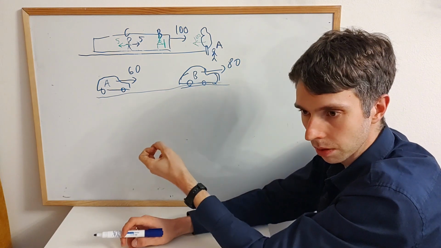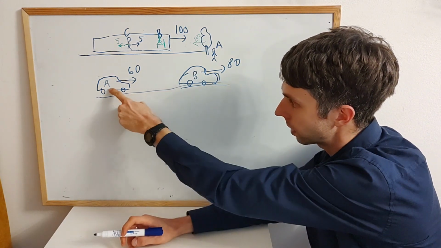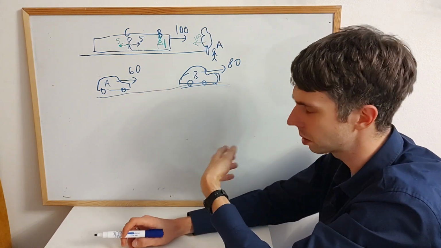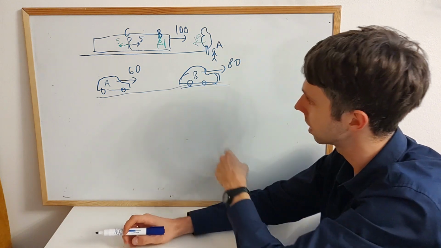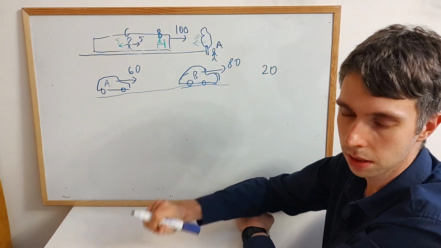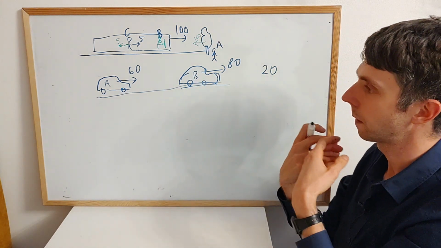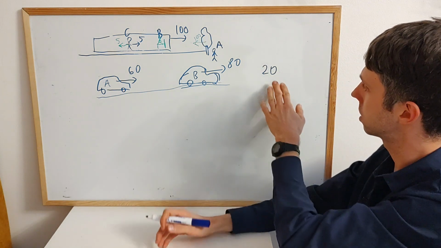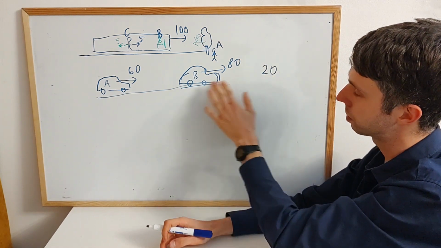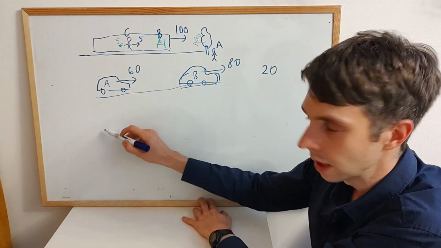So in the reference frame of A, I think you intuitively see that this speed would be 20, so 80 minus 60, okay? So B is moving with speed 20 kilometers per hour with respect to car A, okay?